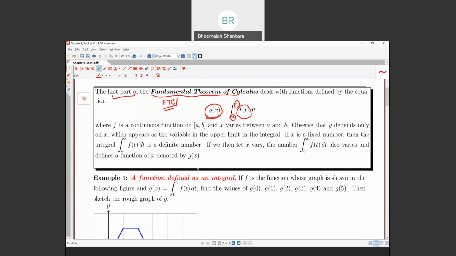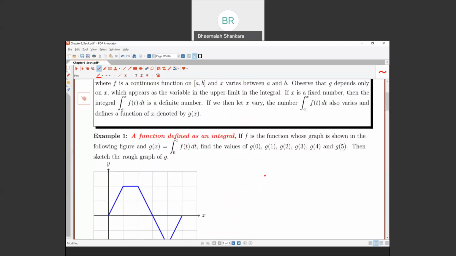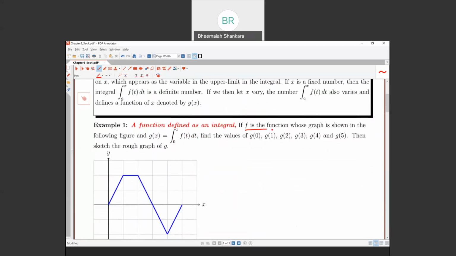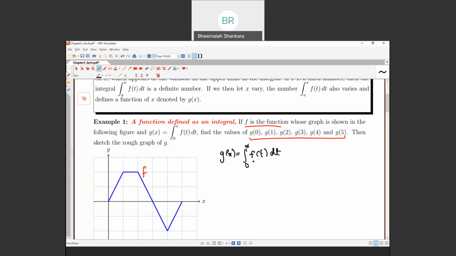So let's do this example here. If f is a function whose graph is shown in the figure, the blue lines is the function f, and g of x is the integral of this function f, you want to find the function g at several points, 0, 1, all the way up to 5. Then you want to sketch the rough graph of g. So let's do that. Let's write g of x equals the integral from 0 to x of f of t dt. This is the definition of g of x given in the problem.